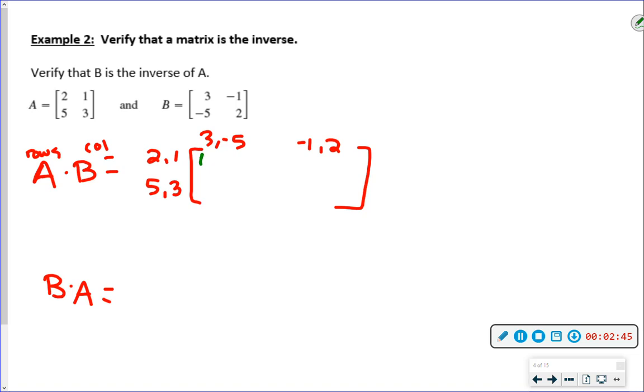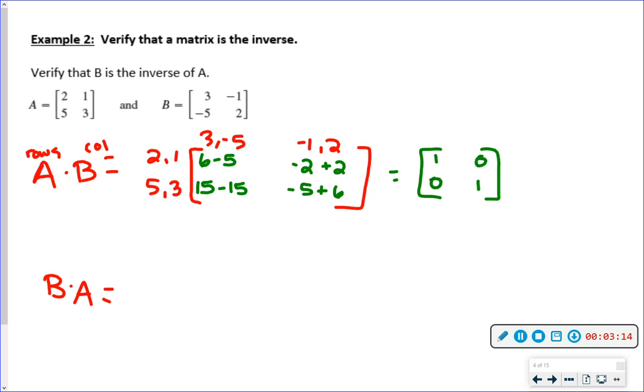3 times 2, 1 times negative 5. 5 times 3, 3 times negative 5. I'm going to do the other calculations. 2 times negative 1, 1 and 2. 5 and negative 1, 3 and 2. And as long as we haven't made any calculation errors, we should have 1, 0, 0, 1. I think it's looking pretty good. 1, 0, yep, like it.